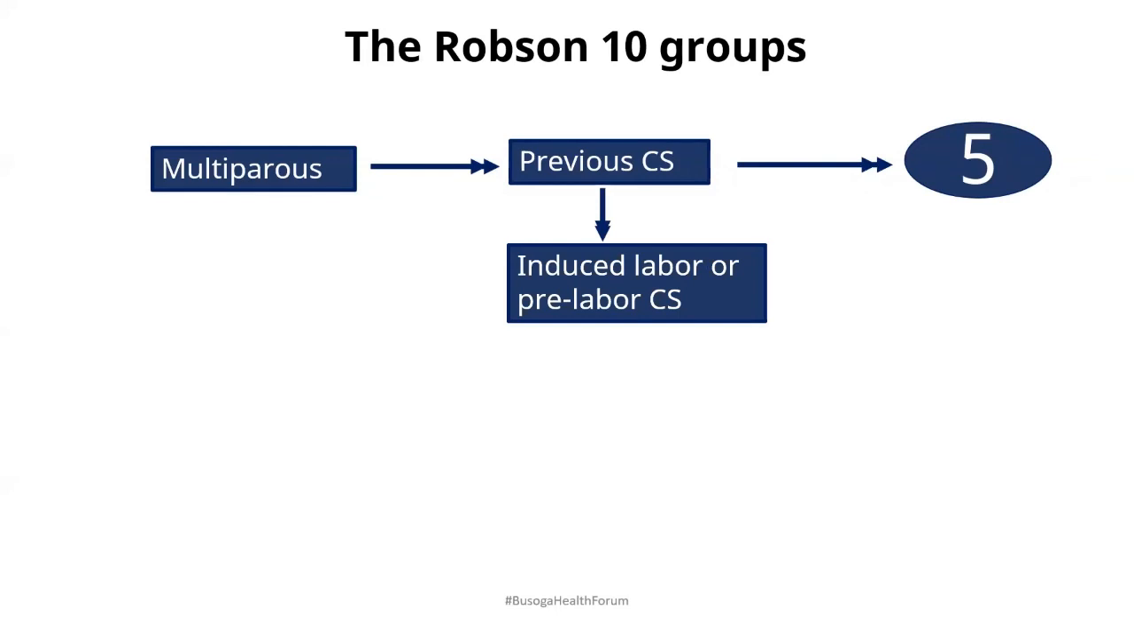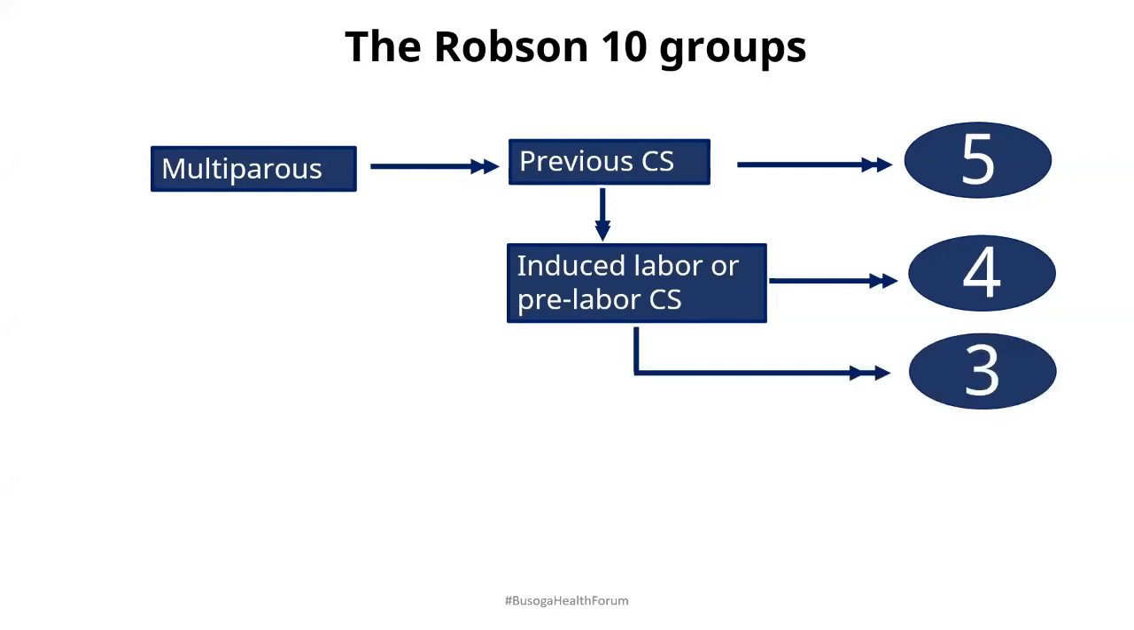Then if not a previous scar, was this mother induced or did she have a pre-labor cesarean delivery? If she was induced or had a pre-labor cesarean delivery, then she belongs to group 4. If not, meaning she was in spontaneous labor, then that's group 3.